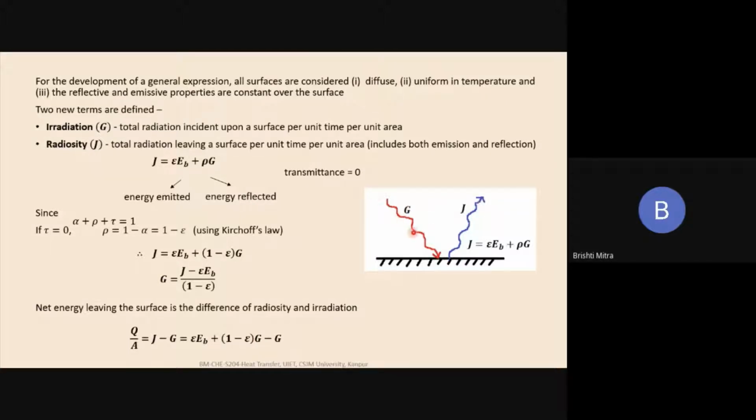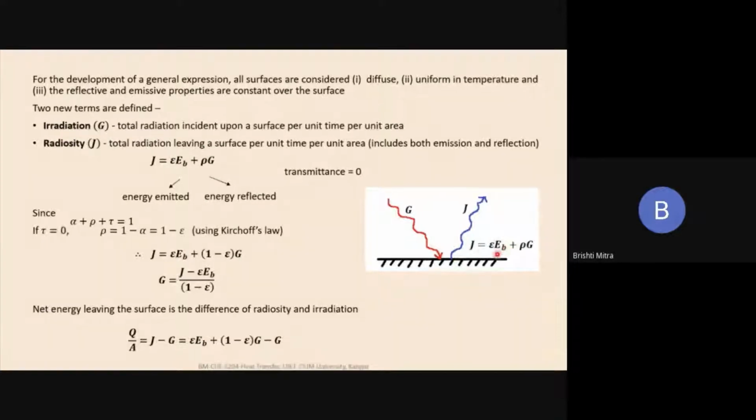So if the amount of radiation incident, or falling, on a surface is denoted by the letter G, that is irradiation; radiosity was what was leaving the surface. And what was leaving the surface comprised two parts. One was the emission going out of the surface because of the temperature of the particular surface, and the second was the part of the incident radiation which was reflected back. So they had two components: epsilon EB plus your reflectivity into the total incident radiation.